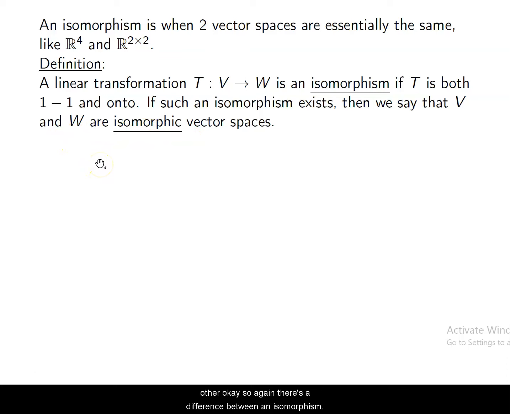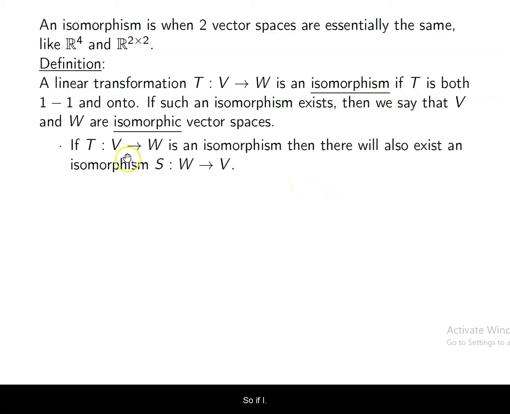So again, there's a difference between an isomorphism and two vector spaces being isomorphic. An isomorphism is the actual transformation, and V and W being isomorphic vector spaces means that they are basically one and the same vector space. So there's isomorphism versus isomorphic.